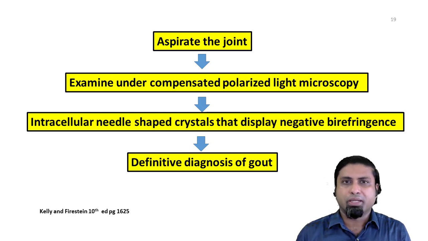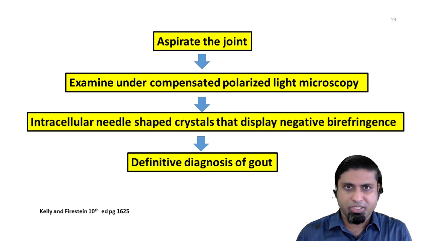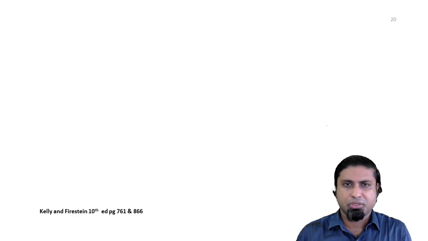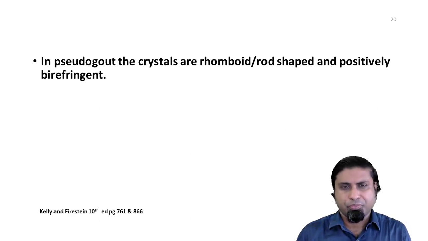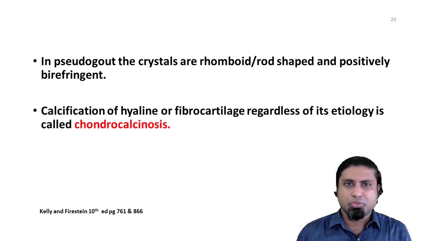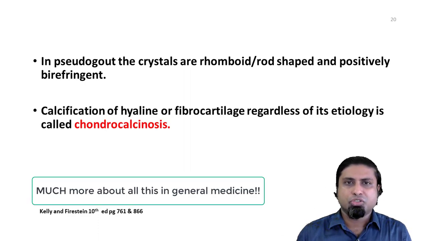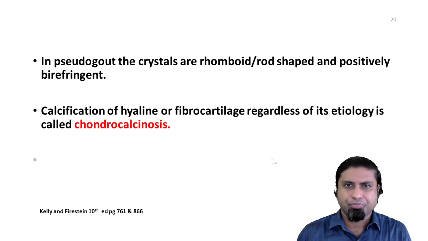It's worth noting that instead of needle-shaped crystals, if we were to find rhomboid-shaped crystals which show positive birefringence, then we need to change our diagnosis and make it a diagnosis of pseudo-gout. As a side note, chondrocalcinosis is something that is commonly seen in pseudo-gout. More about that later.